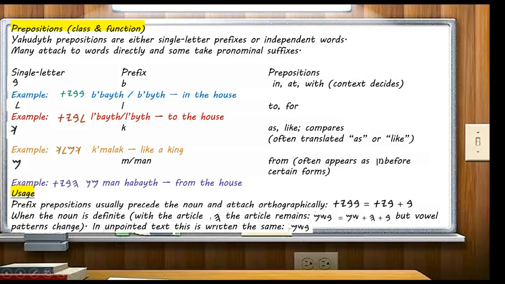So the vowel patterns would change, but the article remains. So you have basham. In unpointed text, it is written in the same way, basham. So you wouldn't write out all these letters that you see reflected, ba plus ha'i plus sham. You'd write basham, and it still carries the same meaning, in the name, basham.